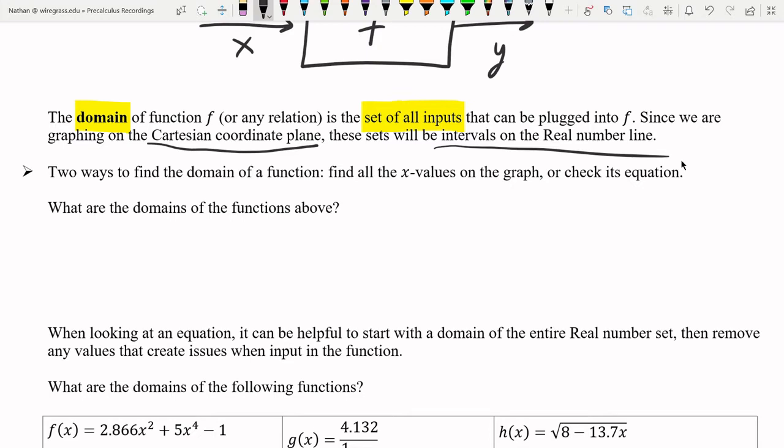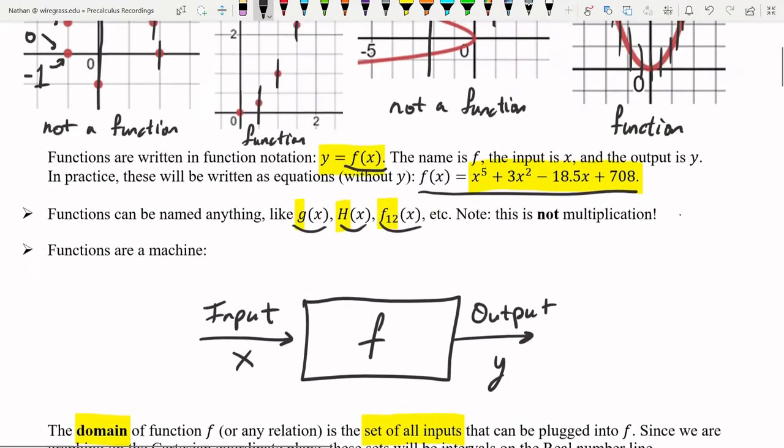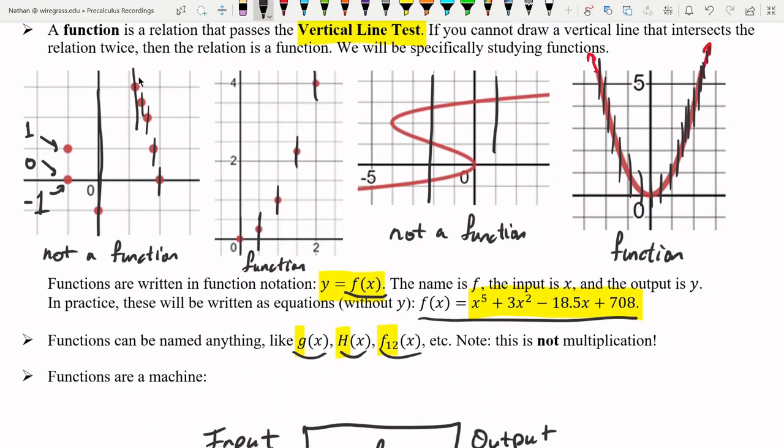Now, to actually find the domain, there's a couple ways you can do it. You can just find all the x values on the graph. That's probably the easiest way because it's very visual. But you can also check its equation. And when you check the equation, you're asking what values should you not plug in, really? And I'll show you that in a second. Now, for the domains of the functions above, so this is not a function, so we can find the domain of this relation. The domain of this relation are just the x values.